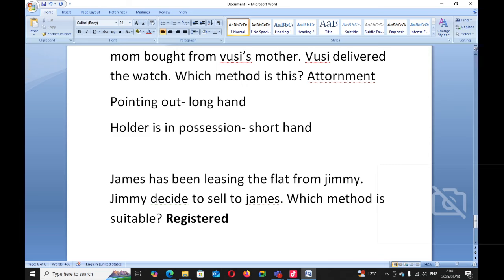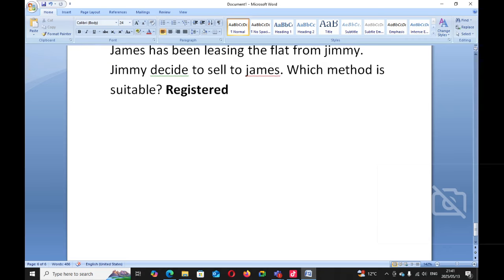The house is not a movable thing. It should be registered. Now, symbolic delivery, we know about the handing over of keys. It's a symbolic delivery. Okay, we know about that one.